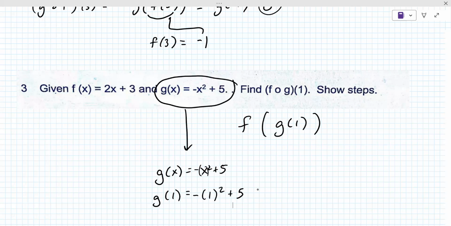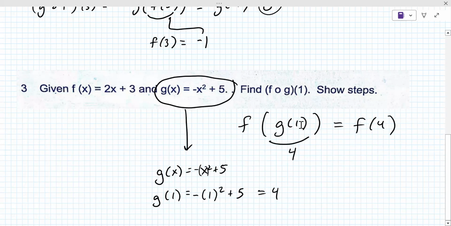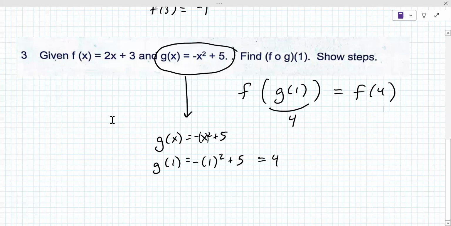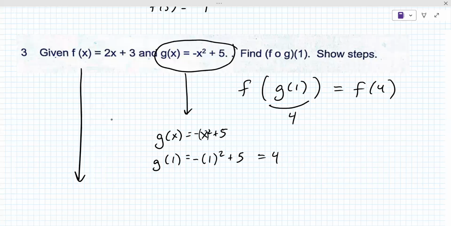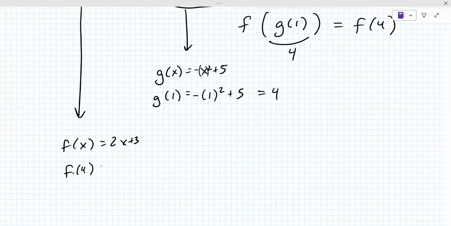Positive 4. Is positive 4. So that takes the place of G of 1. So now it's F of 4 that you're looking for. So the output of the inner one becomes the input of the outer one. F of x, we bring that down. F of x is 2x plus 3. You're putting 4 in for x. F of 4 equals 2 times 4 plus 3.